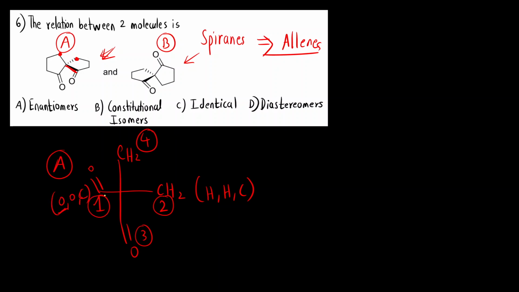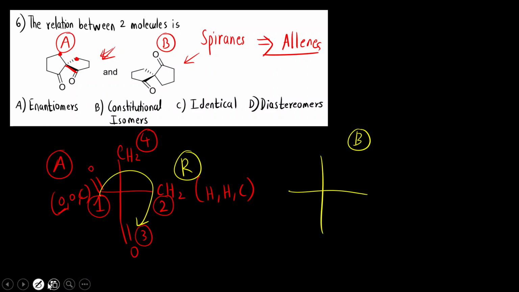So 1 to 2 to 3, it is what? It is clockwise. So this is our configuration. Okay, now let us draw for the B molecule.